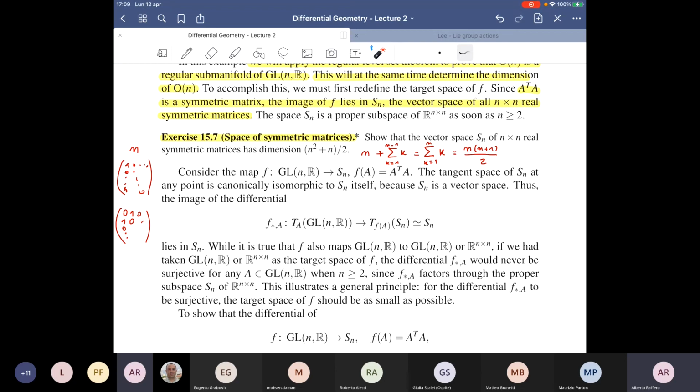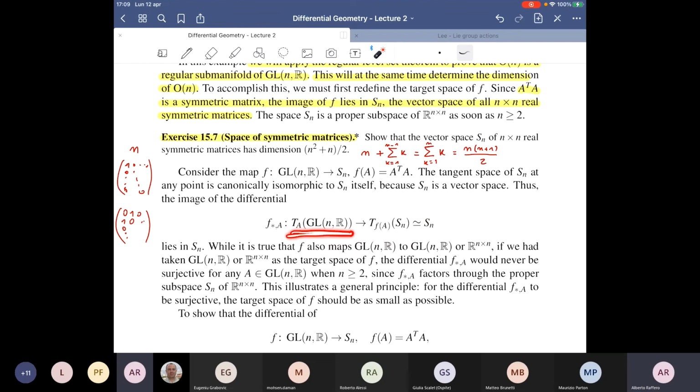So now we want to compute the differential of this map. To compute it, we consider a matrix A, and the differential will go from the tangent space of the general linear group at that matrix to the tangent space of the space of symmetric matrices at the point f of A. But S of n, the space of symmetric matrices, is a vector space, so it is naturally isomorphic to itself. So you may think of the image of this differential as the vector space Sn itself.